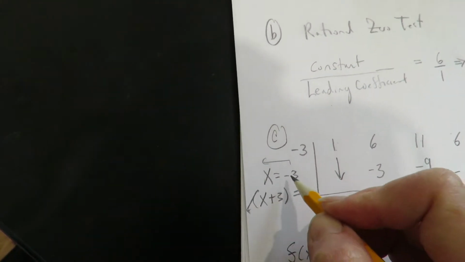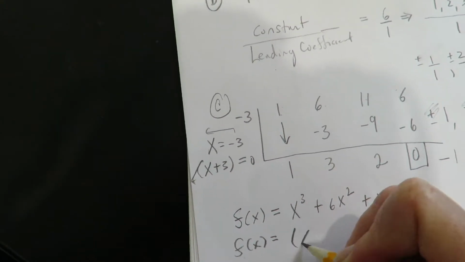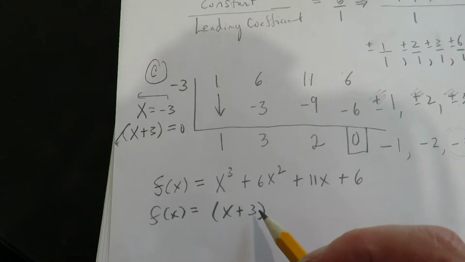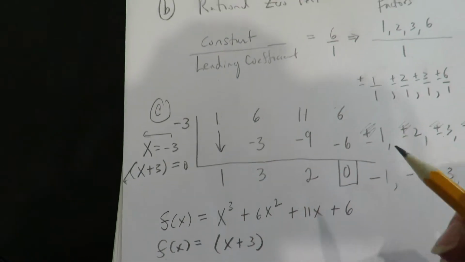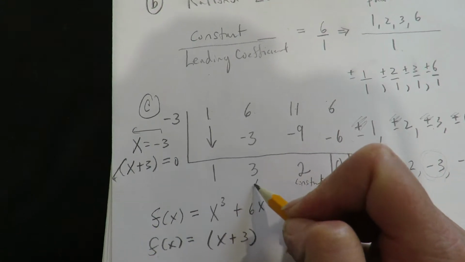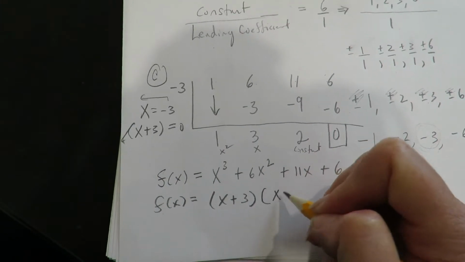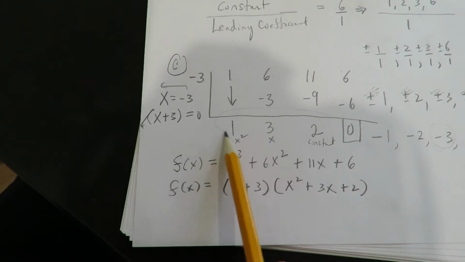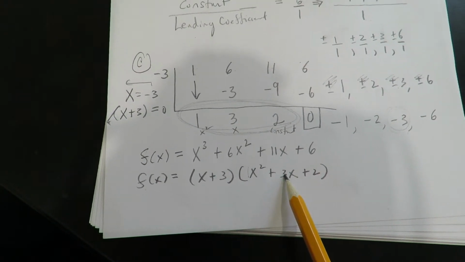So if you push the -3 to the left and make it a +3, what you did was pull out one linear factor. You started with a 3rd degree and you made it into a 1st and a 2nd degree. This is what's left over when you pull out the x plus 3. You're left with x squared plus 3x plus 2. Remember, this is the quotient in synthetic division: 1x squared, 3x, and 2.